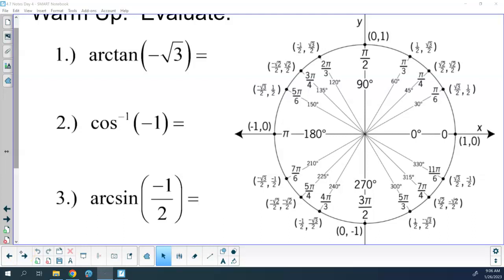Where am I looking? Which side of the unit circle am I looking for tangent? Left, right, top, bottom. Right half of the unit circle for tangent? Okay, all right. So where on the right half of the unit circle is the tangent negative square root of 3? We know for sure it's not here, because there's no square root of 3 there.